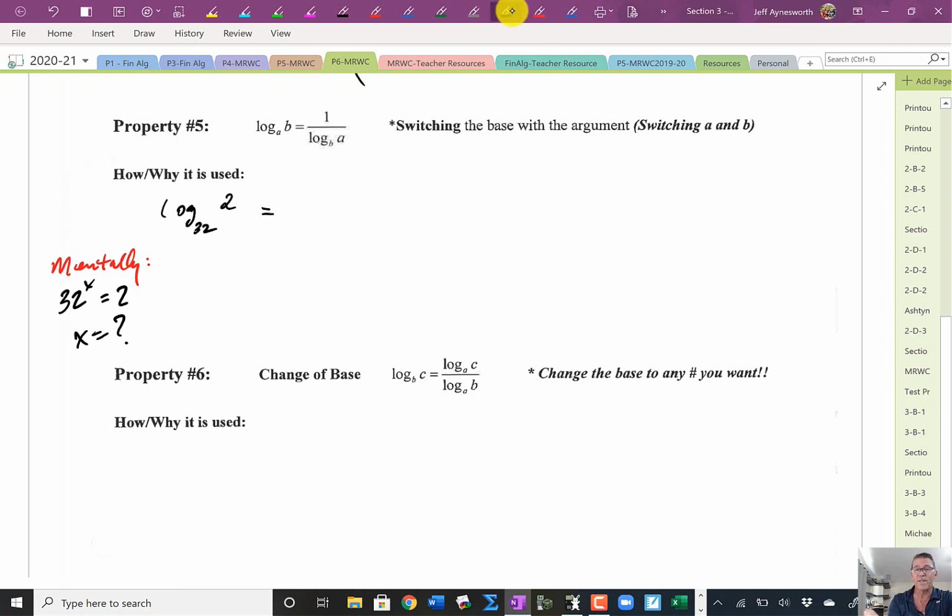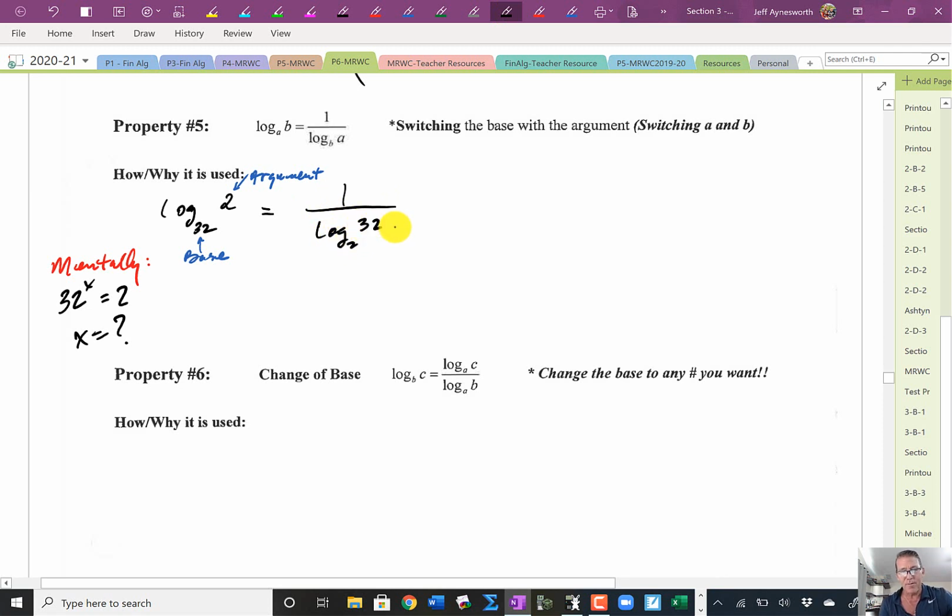What's easier for most people, trust me, I deal with a lot of students, is switching the base and the argument. Remember, this is the base, and this is called the argument. So switching the two, you can rewrite this as 1 divided by log base 2 of 32. And this, my friends, is a whole lot easier to deal with.